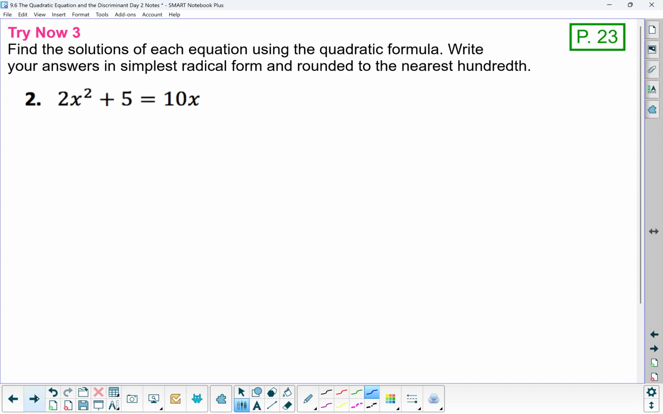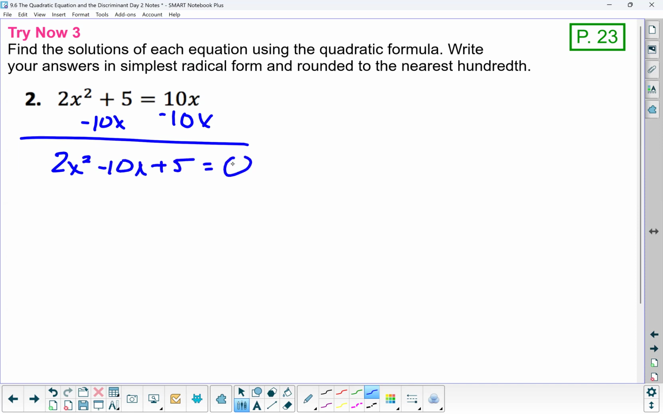First step will always be get this equation into standard form, so I need to subtract 10x. Then find my values for A, B, and C. 2, negative 10, 5.